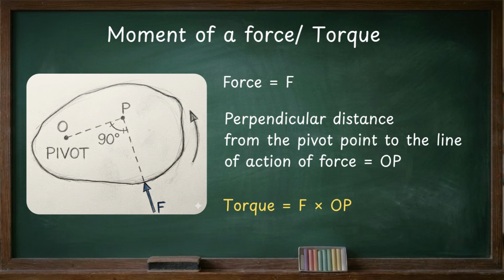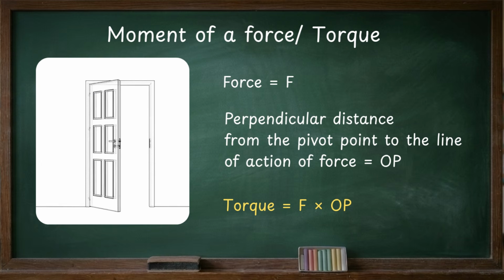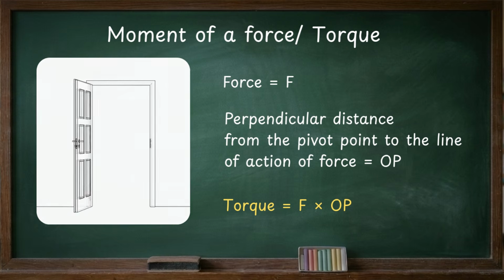If you want to get the absolute maximum turning effect out of a force, you need to apply that force as far away from the pivot point as possible. By maximizing that perpendicular distance, even a small push can create massive torque to turn the body easily. This is exactly why door handles are always placed at the edge of a door, far away from the hinges.